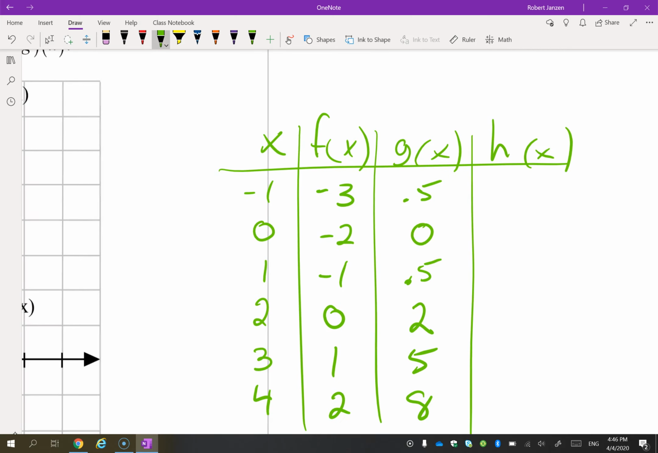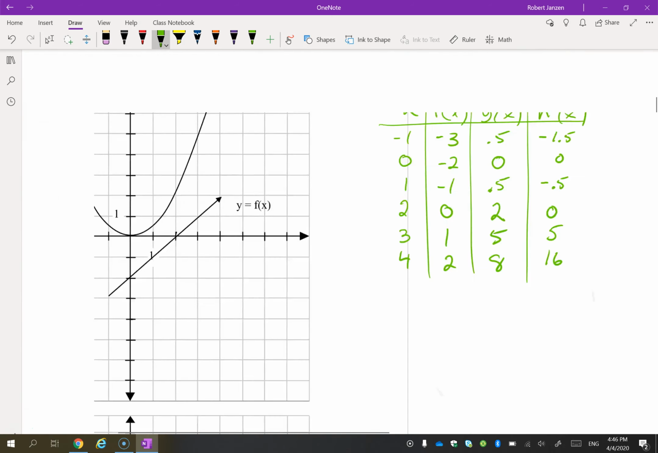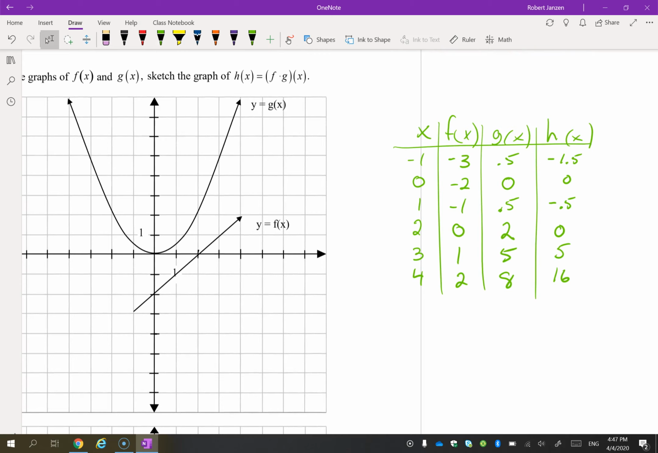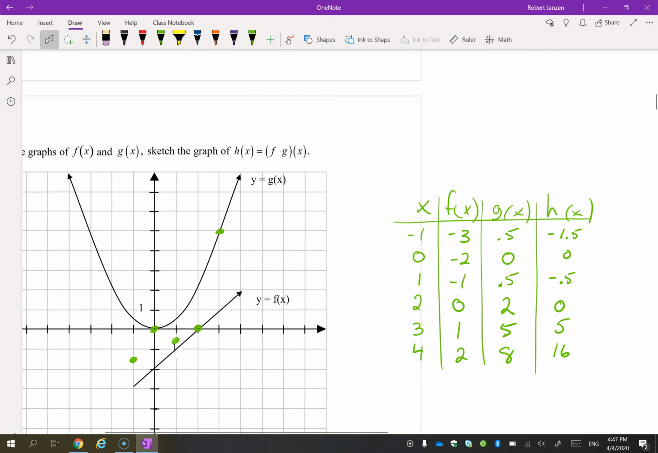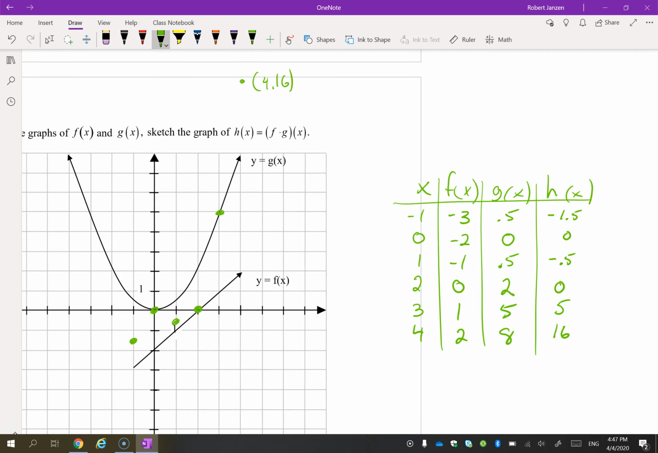Okay, so if we multiply this, you get -1.5, 0, -0.5, 0, 5, and 16. Remember, we're multiplying. So at -1, -1.5. Then 0, then 0.5, -0.5, then 0 again, then 1, 2, 3, 4, then 5, and then 16. That's going to be off the charts here. All right, what shape does this make?